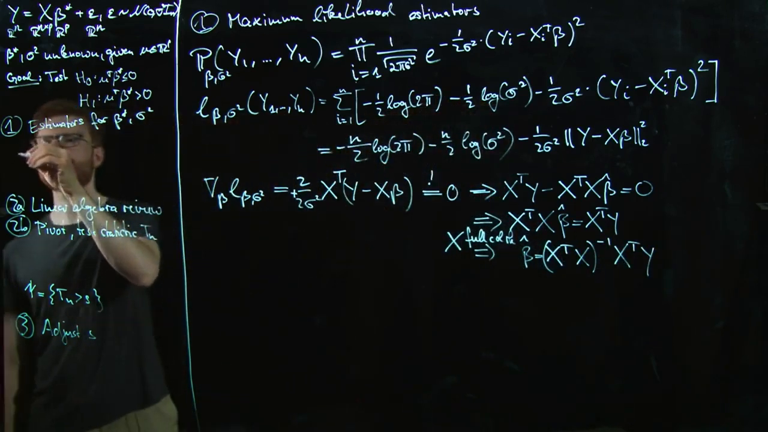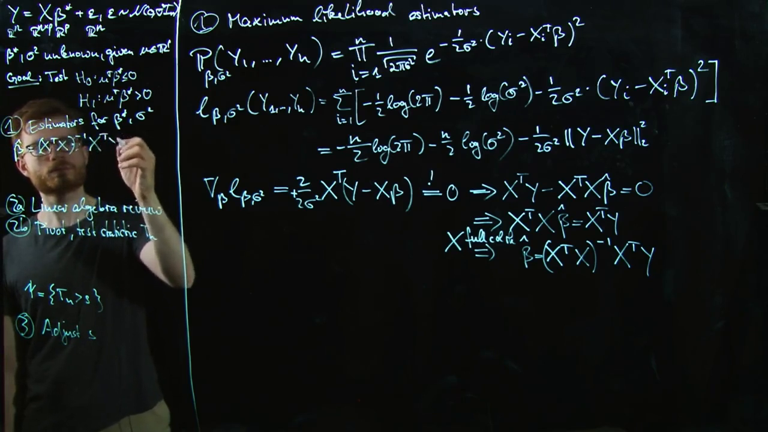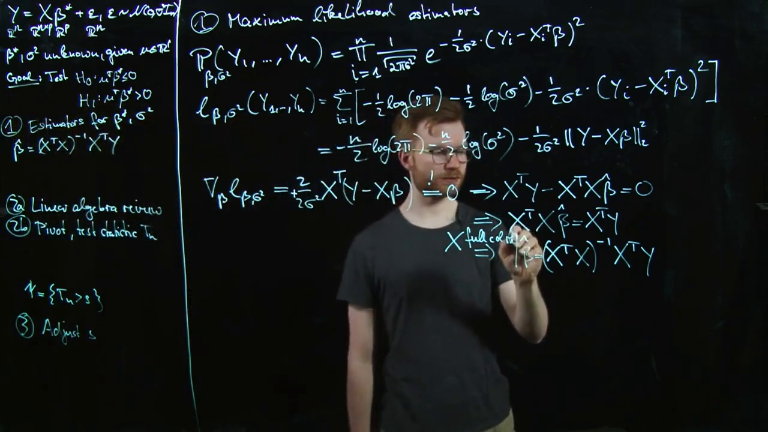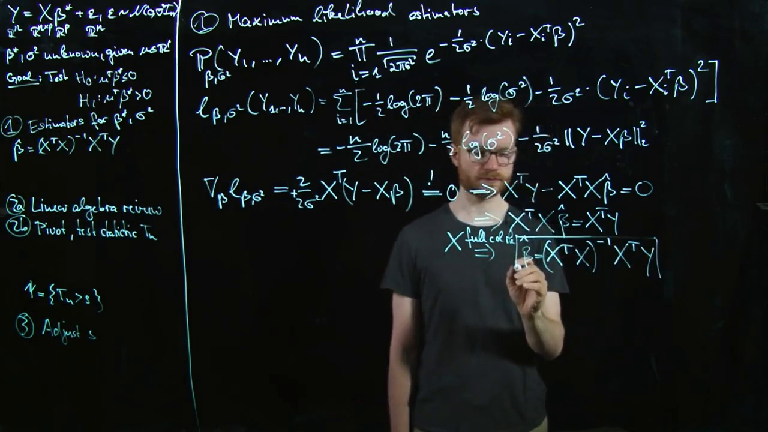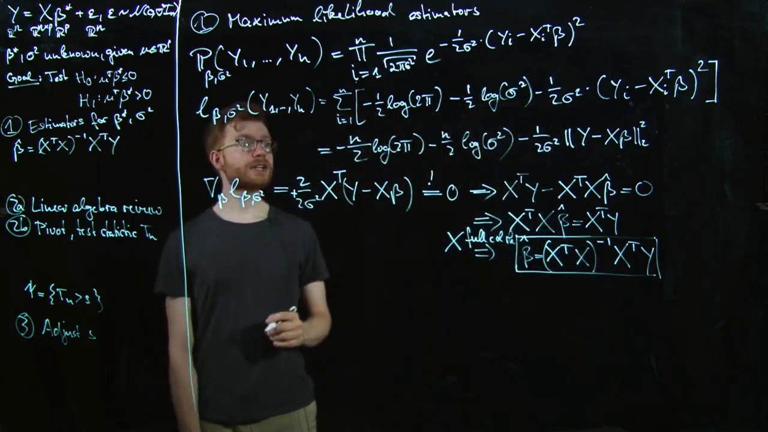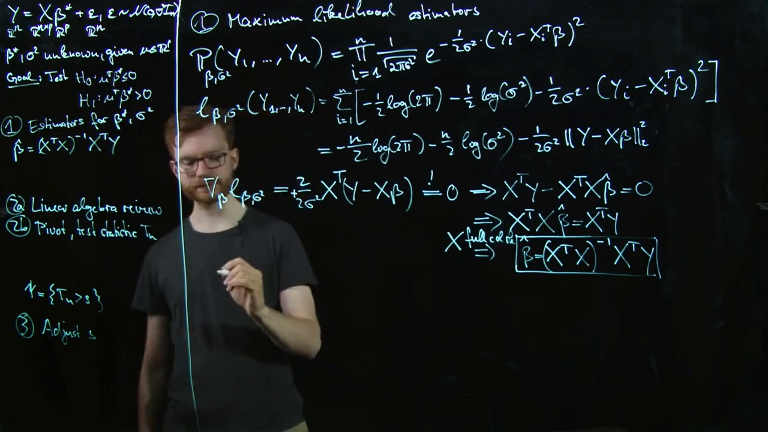Let's write that here as well. Great. So we found our estimate for beta star. And now let's try to optimize this likelihood again with respect to sigma squared.